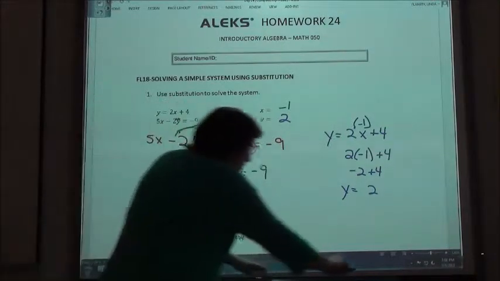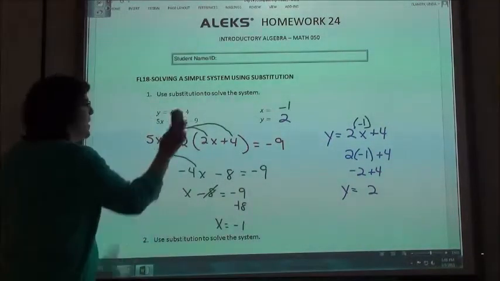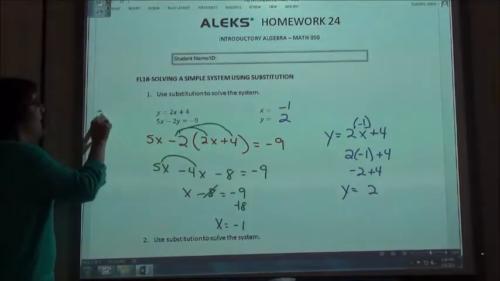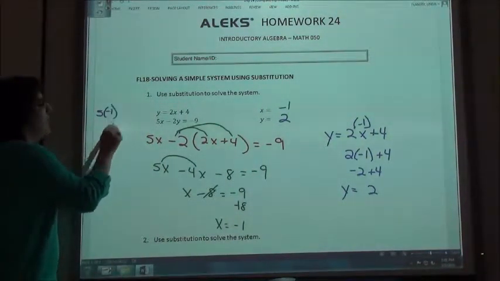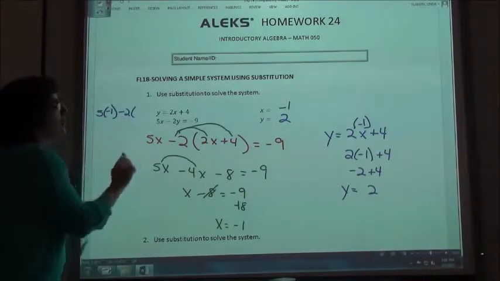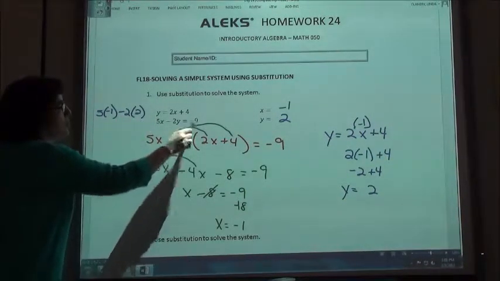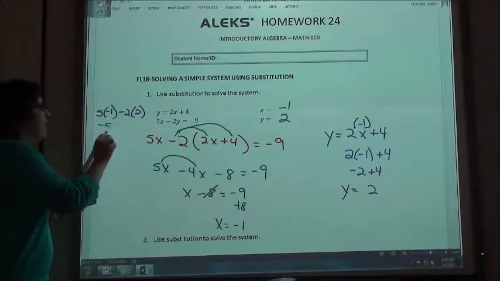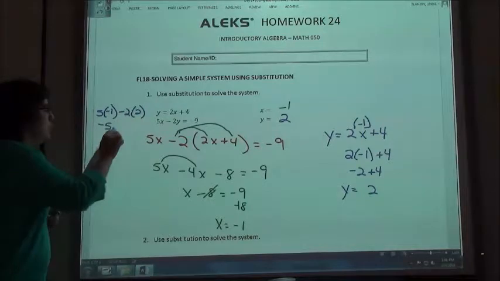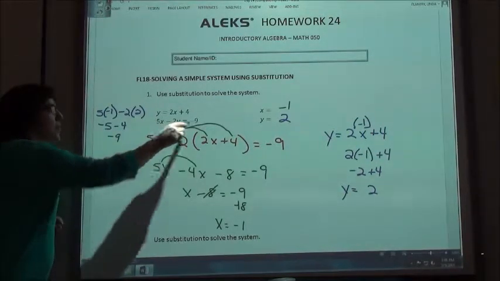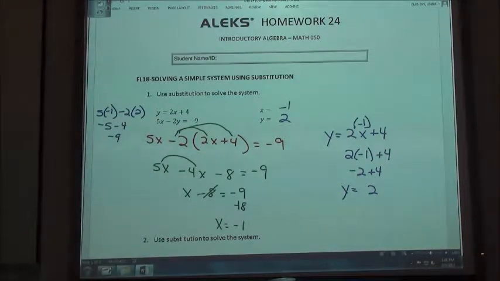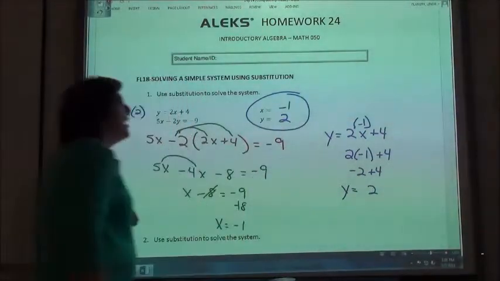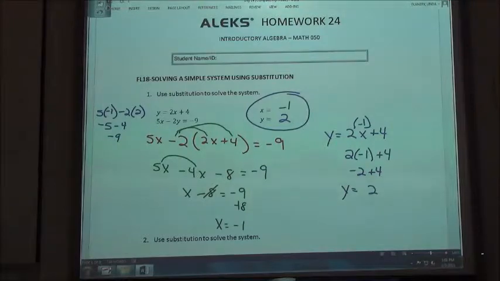Now if we really weren't sure if we did it right or not, we could check our answer by using this second equation and putting in the x and the y value. If I take 5 times the x value of negative 1 minus 2 times the y value of 2, do I get negative 9 for an answer? Well, 5 times negative 1 is negative 5. Negative 2 times 2 is minus 4. Sure enough, I do get negative 9, so yep, it checks out. I know I did it right. So negative 1 and 2 are your answers.